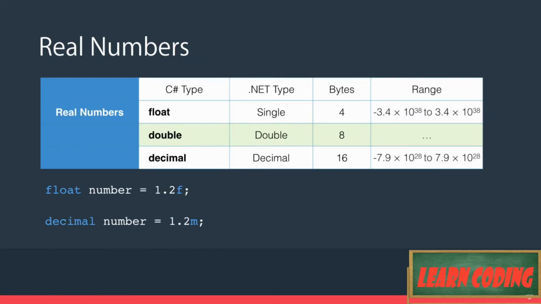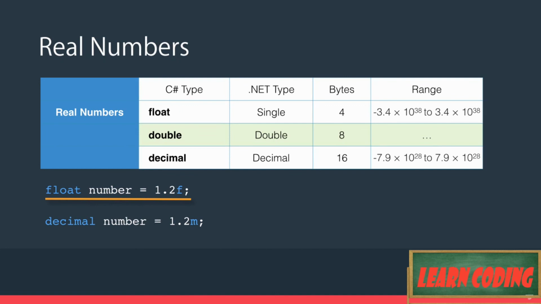Now, most of these data types are pretty straightforward, but there is something tricky about real numbers. In this table, I have listed the data types we have for real numbers: float, double, and decimal. I've highlighted double because that's the default data type used by the C# compiler when you're using real numbers. So if you want to declare a float, you need to explicitly tell the compiler to treat the number you have as a float. Here is an example.